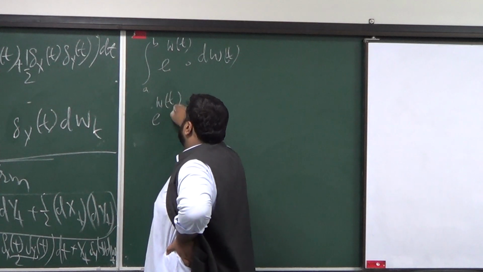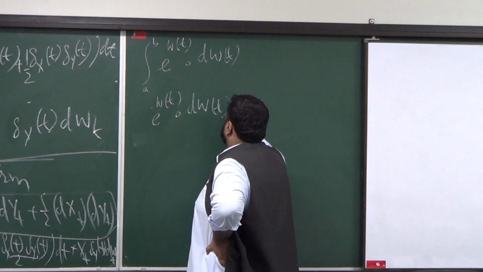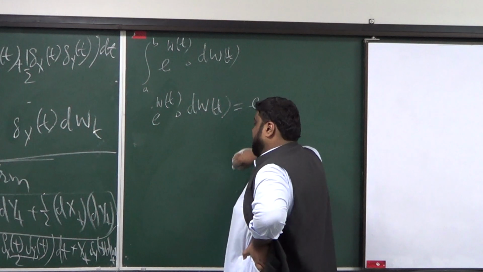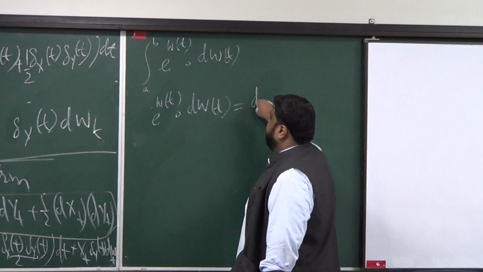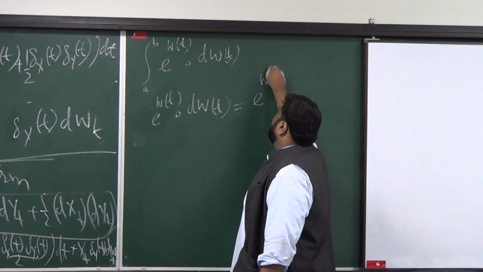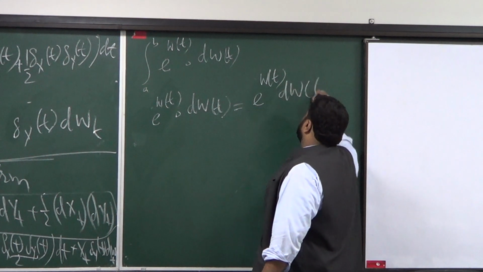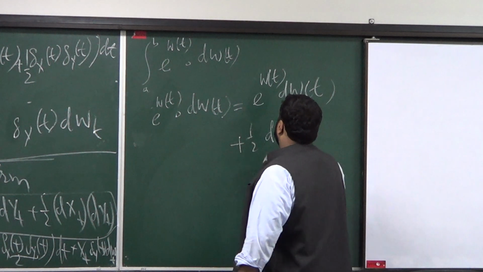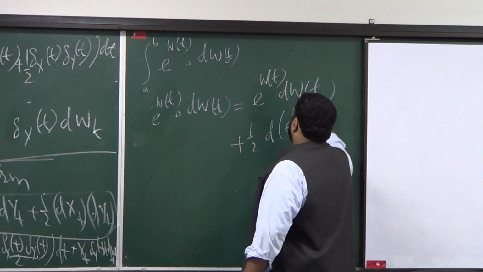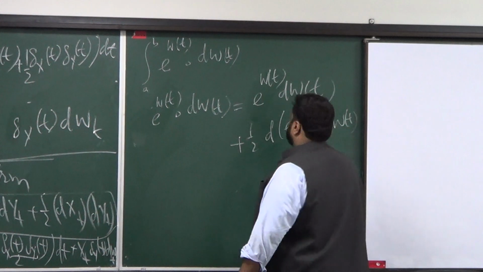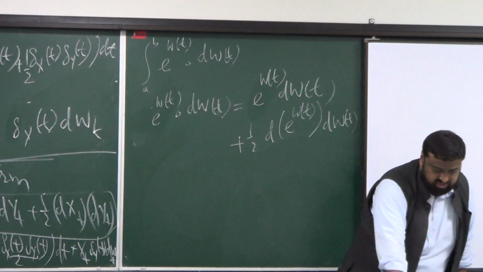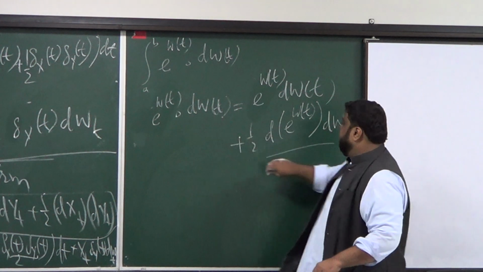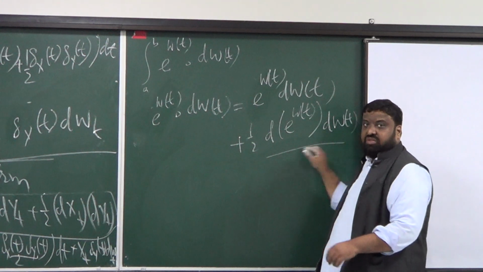So e to the W_t Stratonovich dW_t is going to be equal to the differential of e to the W_t, e to the W_t dW_t, plus 1/2 of the differential of e to the W_t and dW_t. This is what it is going to be. The term that makes these two different is this one, so we call this a correction term.